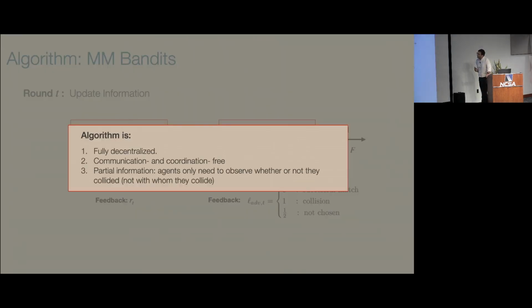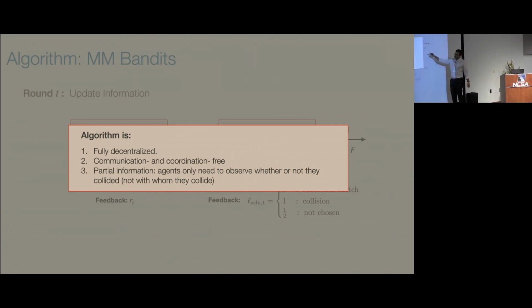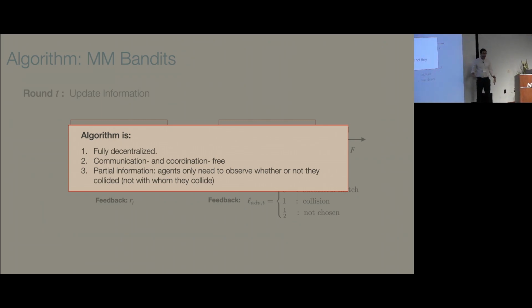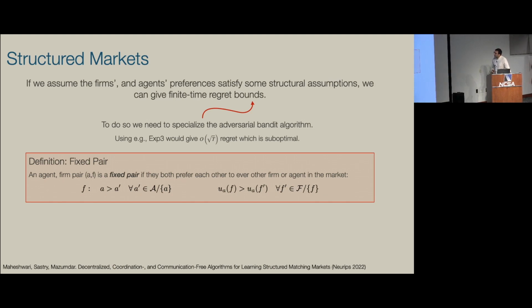Yep. So the nice thing about this algorithm is that it's fully decentralized and that individuals only have to make their own decisions. They don't coordinate with anyone else. Obviously, no one's communicating or coordinating, and agents only need to observe whether or not they collided on a match. They don't have to observe with whom they collided or anything like that.